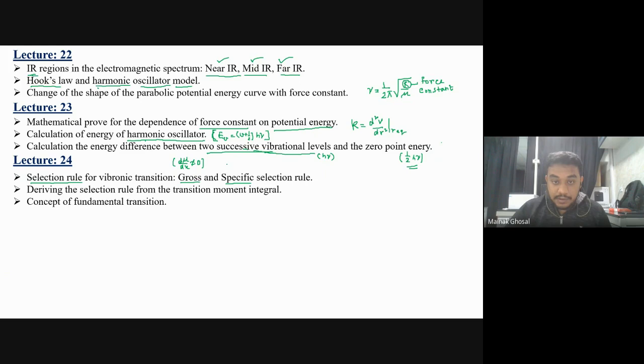The specific selection rule is that delta v, the difference between vibrational quantum numbers, should be equal to plus or minus 1. It was also discussed why this plus or minus 1 comes, and there was a derivation of the selection rule from the transition moment integral. And then there was the concept of fundamental transition. What is fundamental transition? It is the transition from the ground state to the first excited state, v equals 0 to v equals 1. This is called the fundamental transition.